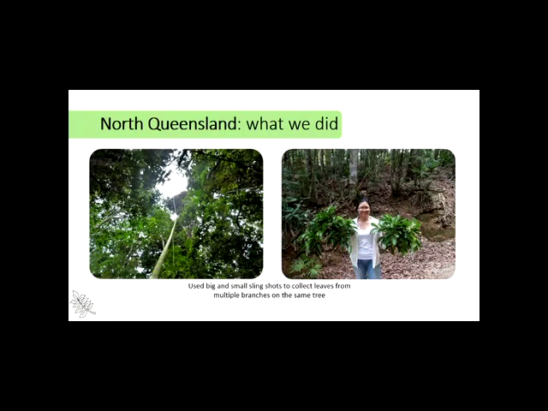How did we collect leaf traits? Basically we used a really big slingshot to pull down leaves from the canopy, and we sampled multiple branches per individual, in order to get adequate replication for each of the individual trees. We then aligned that leaf trait data with the historical data and looked for relationships.